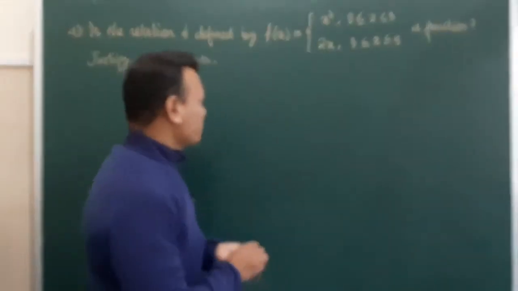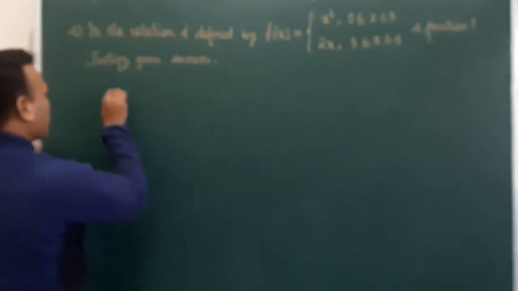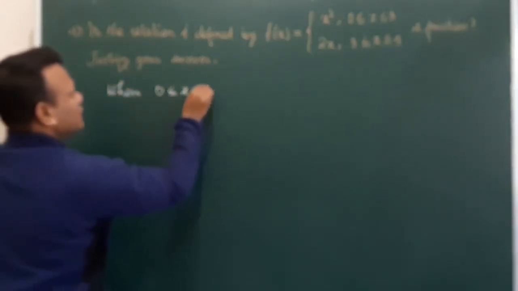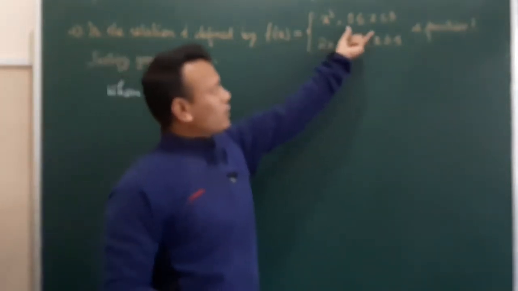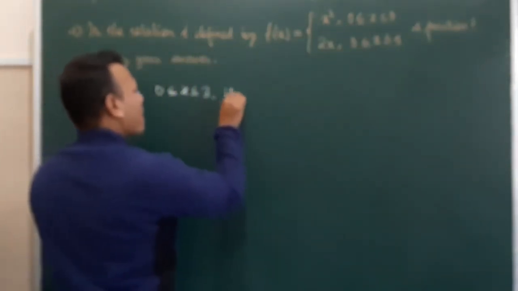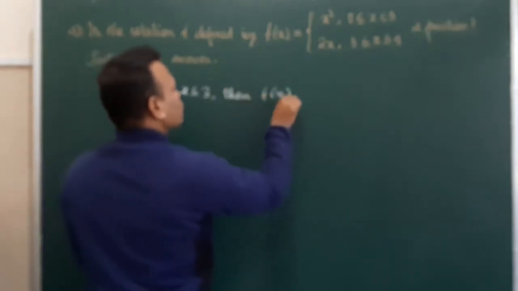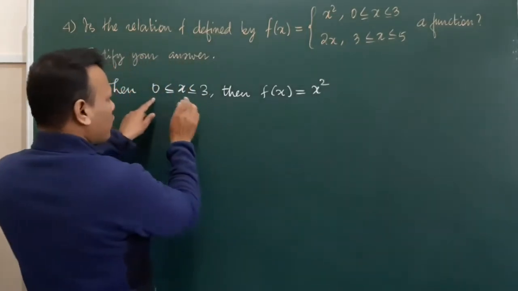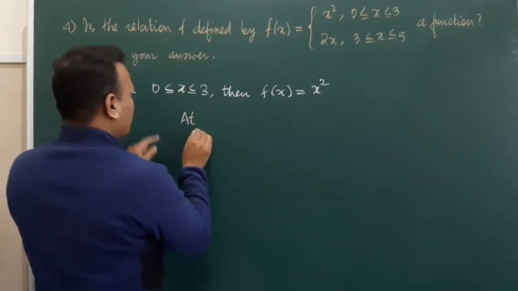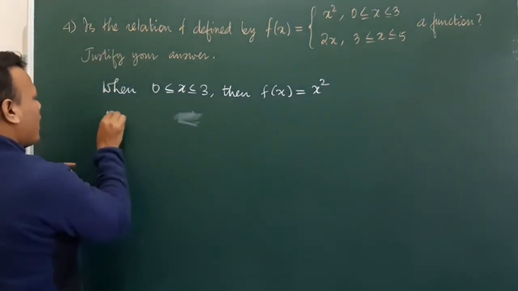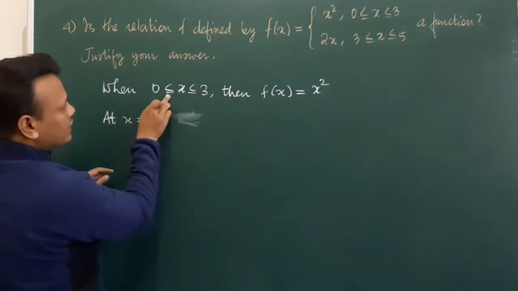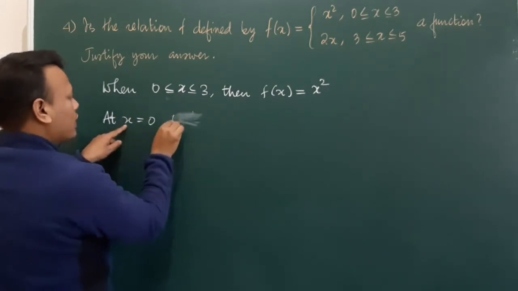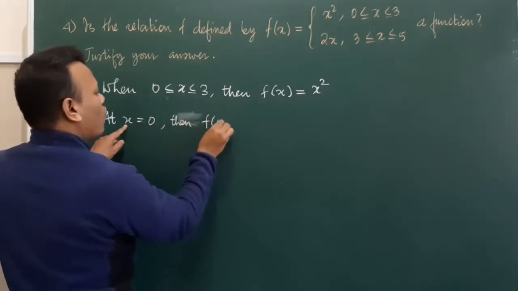So when 0 is less than or equal to x is less than or equal to 3, then f(x) is equal to how much? f(x) is given to be x squared. Now let's check at x equals 0. You can clearly see that there is an equal to sign also given to you, isn't it? So when x is equal to 0, then we have f of 0.